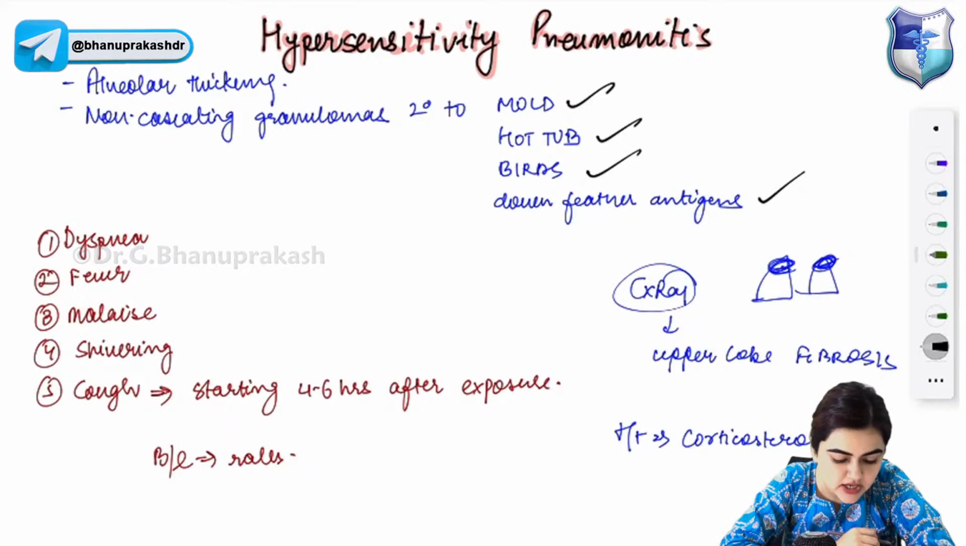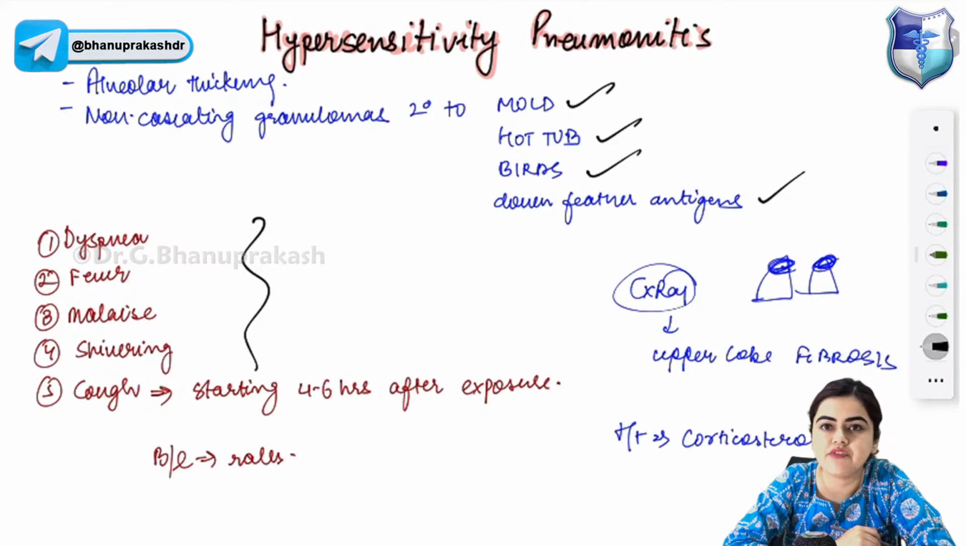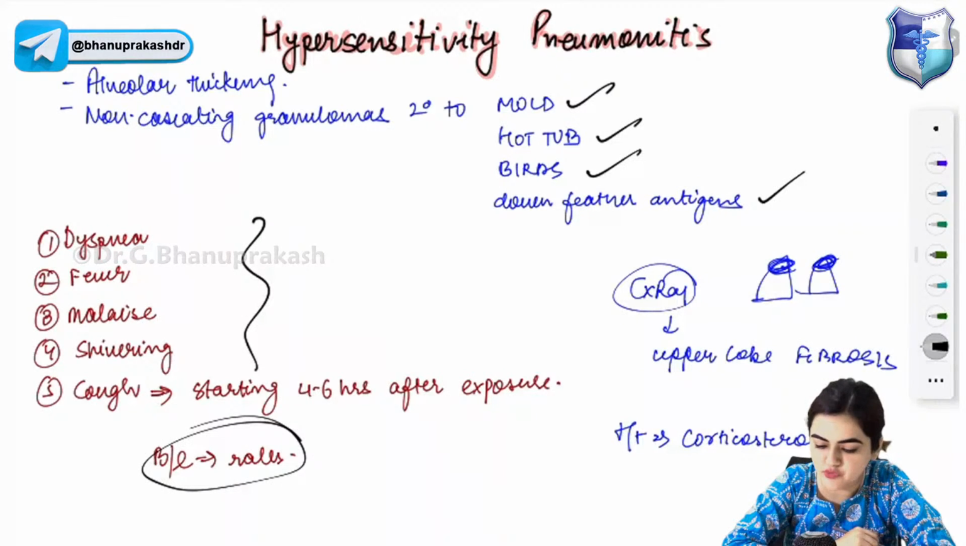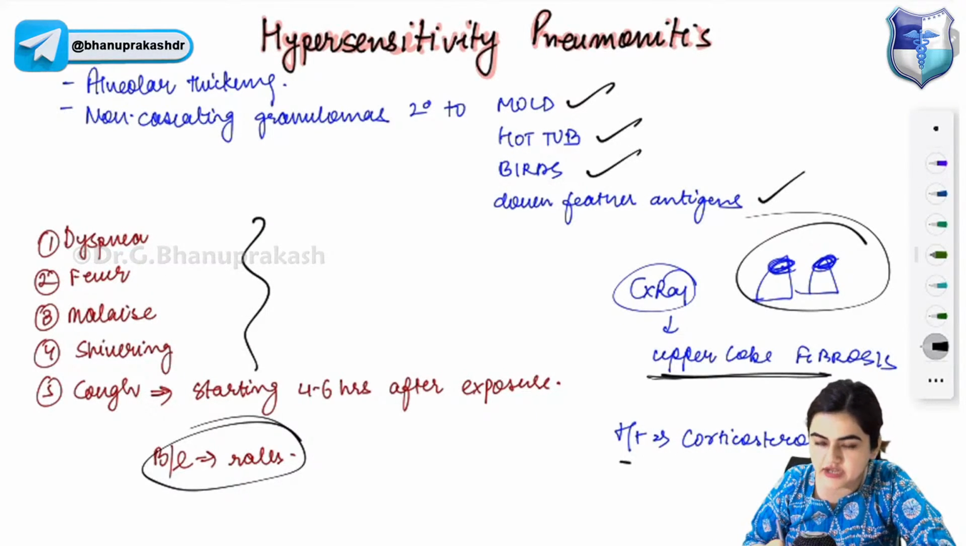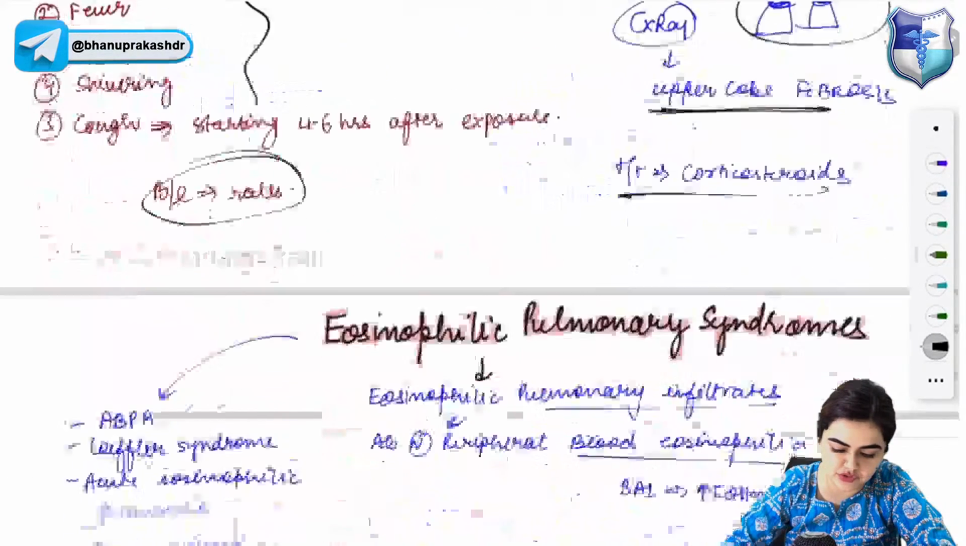feather antigens. And the symptoms I have written here: dyspnea, fever, malaise, shivering, cough will start 4 to 6 hours after exposure. You'll get bilateral rales in case of chronic hypersensitivity pneumonitis. On chest x-ray, there will be upper lobe fibrosis, and treatment is by giving corticosteroids. Corticosteroids will decrease the inflammation.